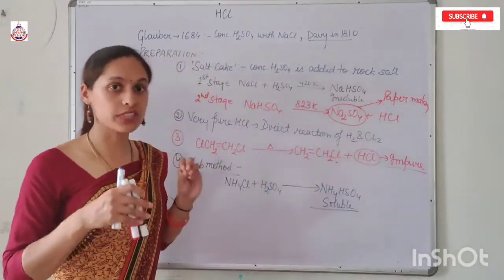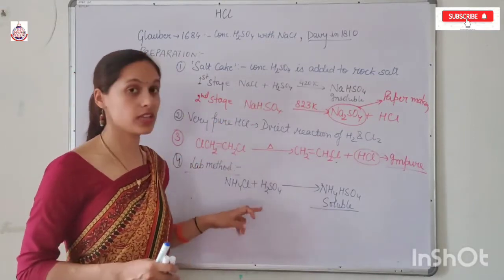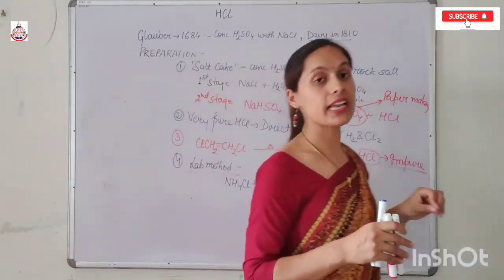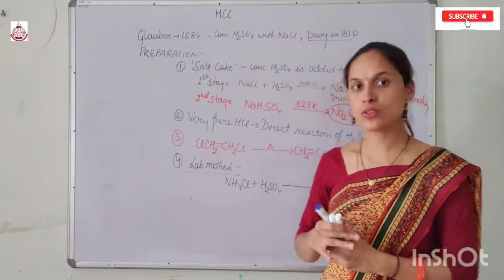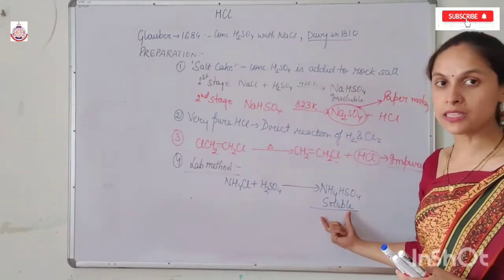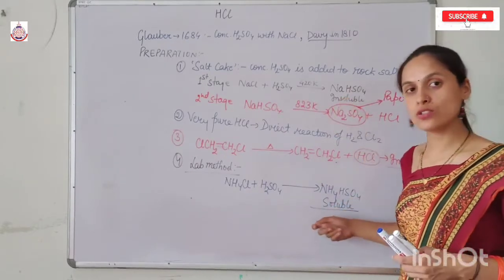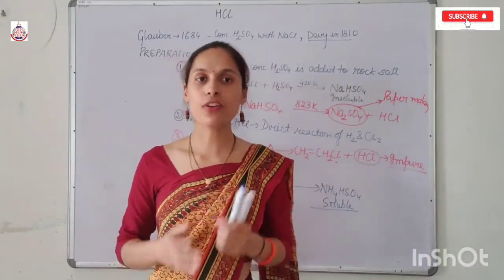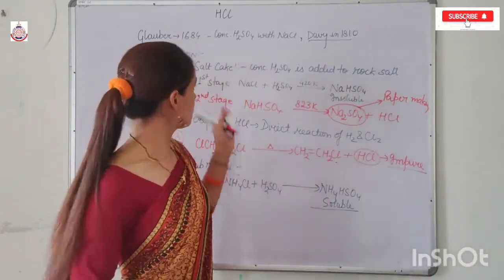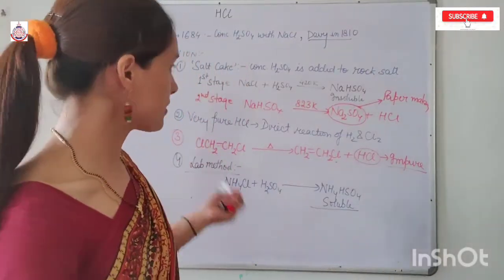So because of this, instead of NaCl, we use NH4Cl, though NH4Cl is more expensive than NaCl. But due to the formation of this soluble product, whereas there we get the insoluble product, we use NH4Cl in the place of NaCl. So this is all about the preparation of HCl.